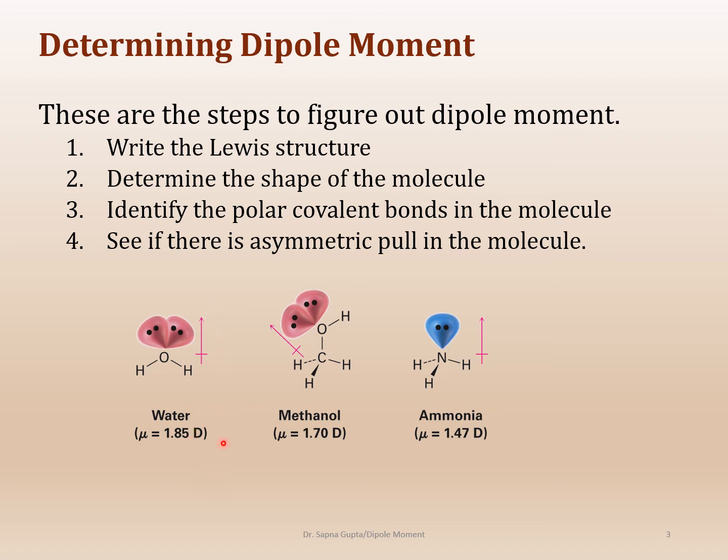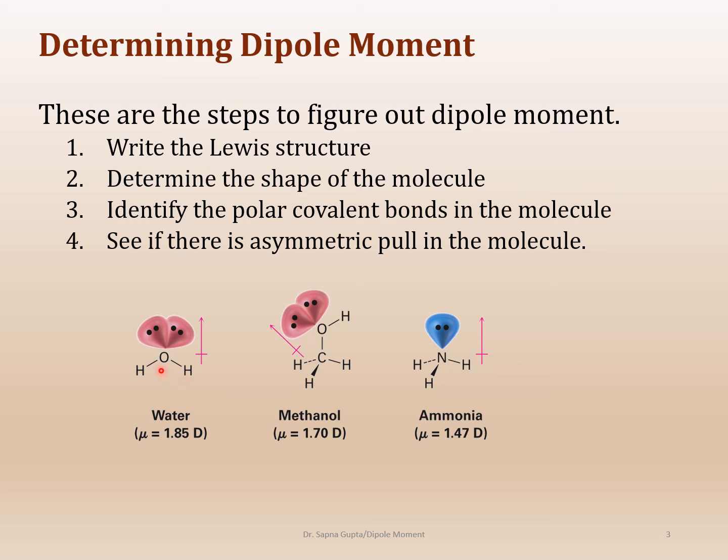The 3 molecules here, water, methanol, ammonia, all have very high dipole moment, mu. And this capital D is the Debye, and that is the unit for dipole moment. So for water, there is a dipole moment. Dipole moment is indicated by this arrow with a little cross on it. And the arrow points towards the negative charge, where oxygen is more electronegative than hydrogen.